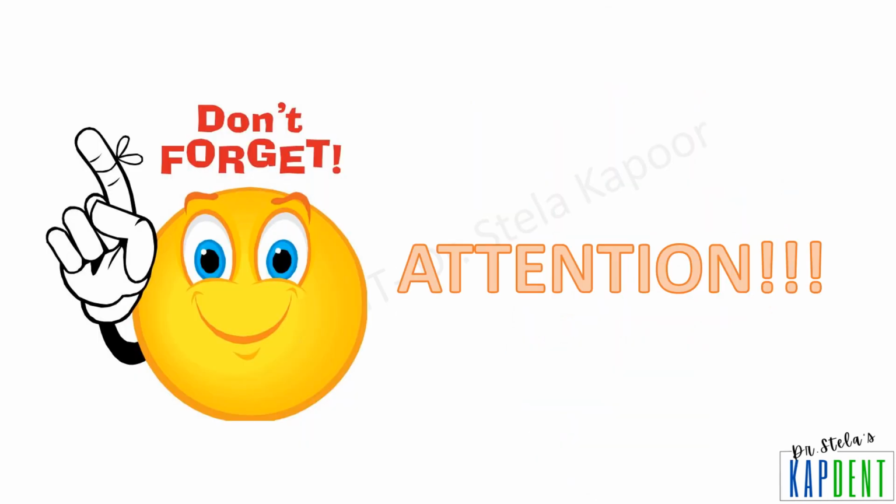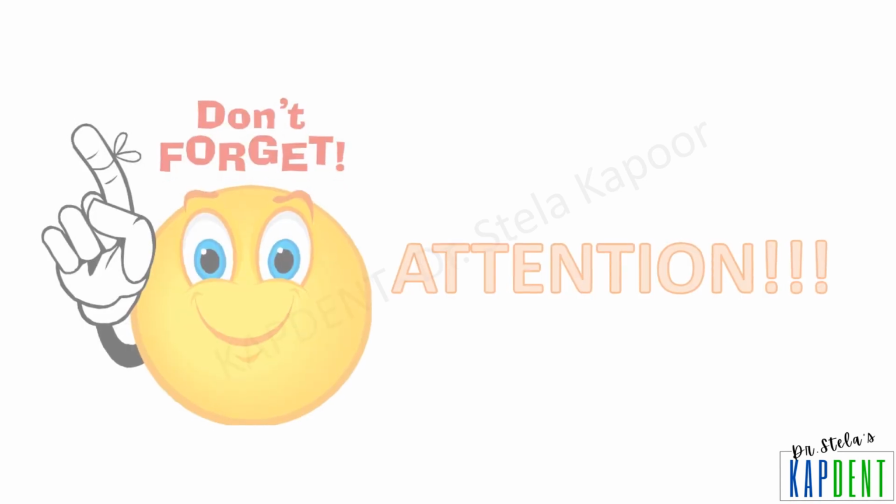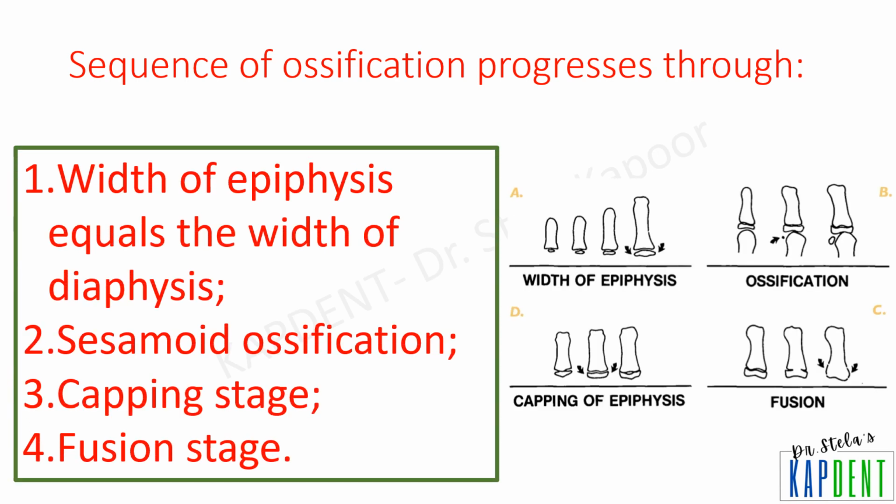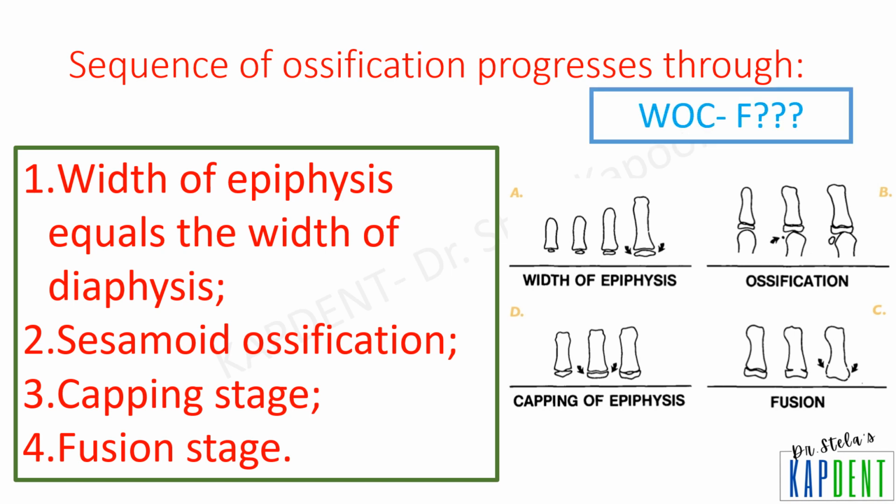Now this slide is very important for you to understand. This shows the sequence of the ossification as it progresses. First is when the width of epiphysis becomes equal to the width of diaphysis. Second is the ossification of a small calcified bone at the thumb called the sesamoid. Third is the capping stage and fourth and final is the fusion stage. Now you need to memorize these 4 stages, maybe with a mnemonic or something.